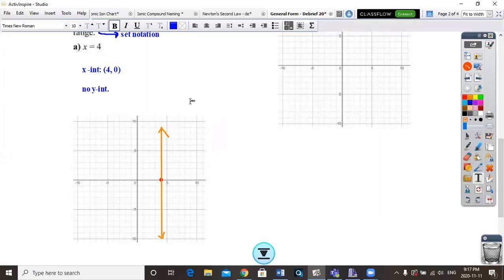Okay, so this is a vertical line. So our domain in set builder notation, of course, will be only one value. The domain is x only is ever equal to 4. So it will be open the curly brace, x equals 4. Close the curly brace. And the range will be y such that y is an element of reals.